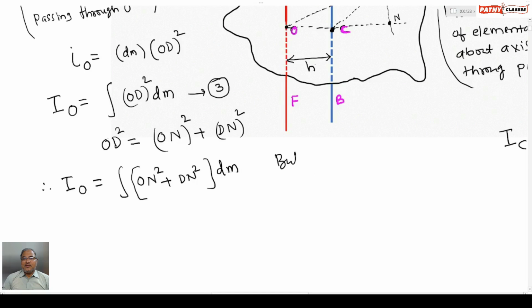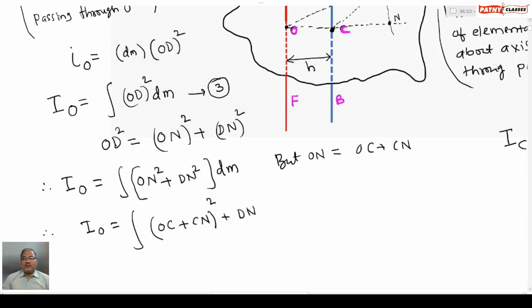But ON equals OC plus CN. Therefore, I naught equals integration, in place of ON, now we'll write OC plus CN whole square plus DN square, bracket close, with respect to dm.